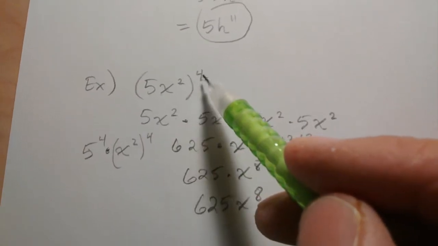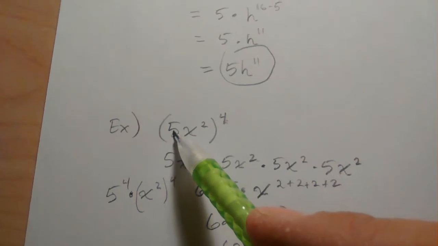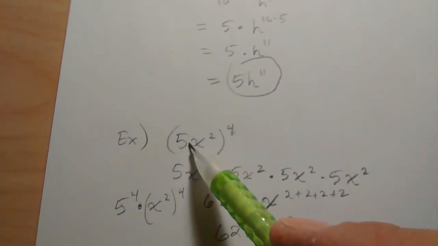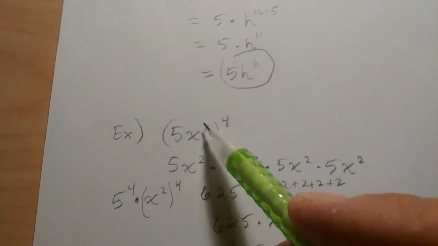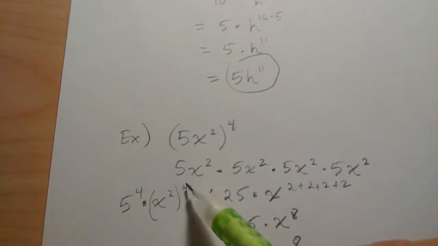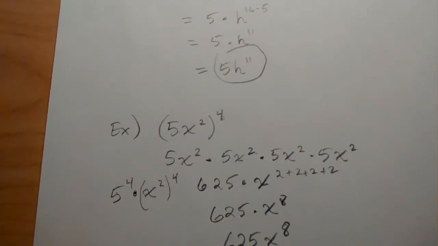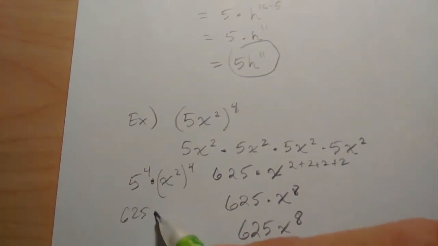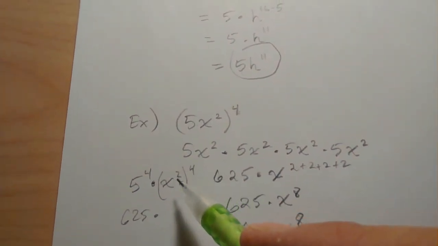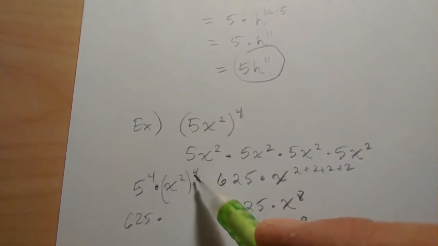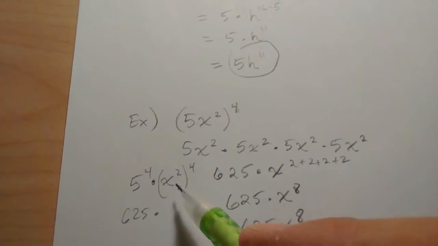And so this 4 here can be thought of as applying to the coefficient and applying to this as well separately, and then multiplying the result. In other words, you could have taken 5 to the 4th and then taking x squared to that power there. So if we were to do that route, that would still give us our 625. And then look at what happens here.